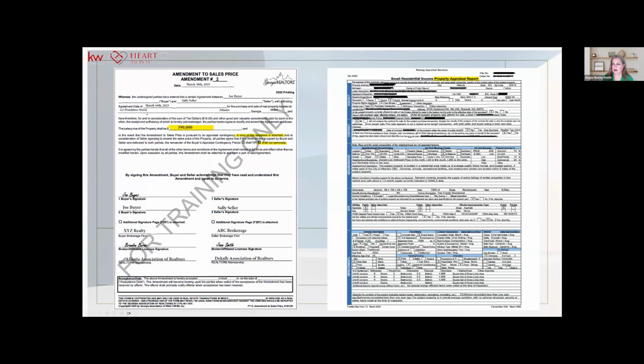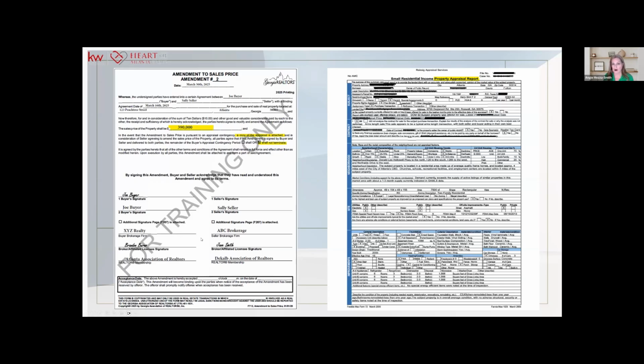This amendment to sales price, F713, is going to be used for all of your loan exhibits. It's going to be used for all appraisal contingencies in the GAR forms. And this is even the one that you would use if you had a no financing contingency exhibit, because the appraisal contingency language in the no financing contingency exhibit is almost word for word the same as it is in a conventional and a USDA loan exhibit. So this is the amendment.